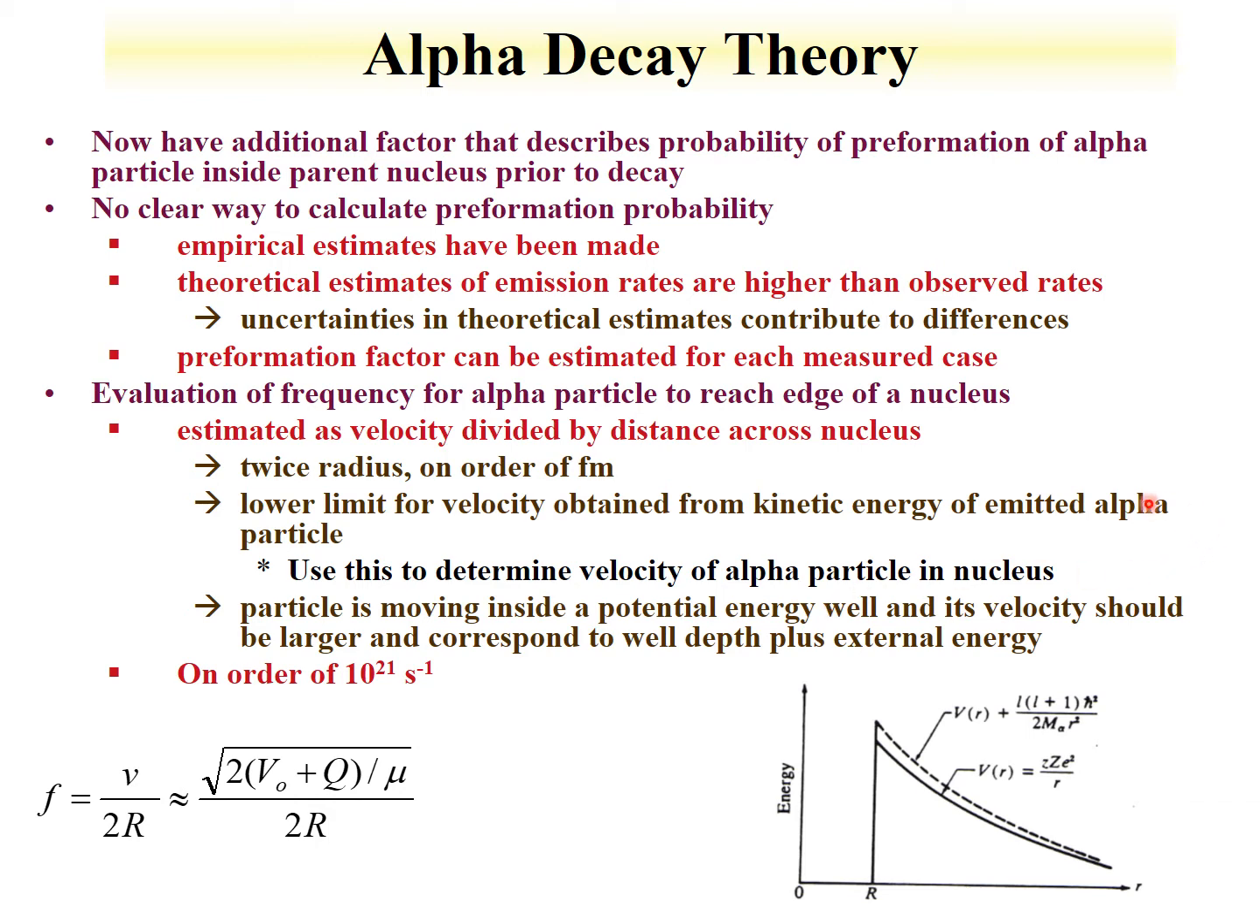that's a lower limit for the velocity, because the particle is moving in a potential well, so the velocity could be greater. What we find is that the alpha particle can impinge on the nuclear barrier on the order of 10 to the 21st times a second. So we can utilize this equation, where the frequency is equal to the velocity divided by twice the radius. We can relate this to the Q value, the Coulomb barrier, and this term mu, which winds up being the reduced mass, a function of the mass of the alpha particle and the daughter.